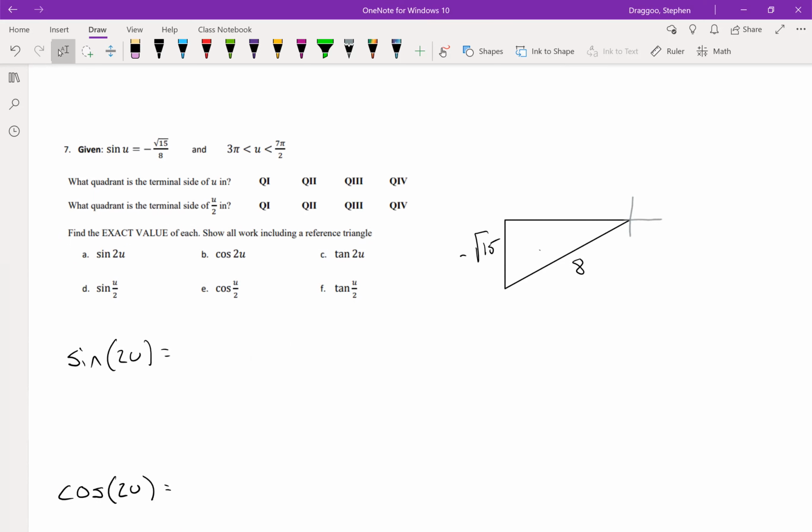Problem 7. We'll start with the given information that sine of u is equal to negative root 15 over 8, and that u is in between 3 pi and 7 pi over 2. And then we'll want to find all 6 of the functions we talked about previously. The double angle formula for each of sine, cosine, and tangent, and the half angle formula for each of sine, cosine, and tangent.